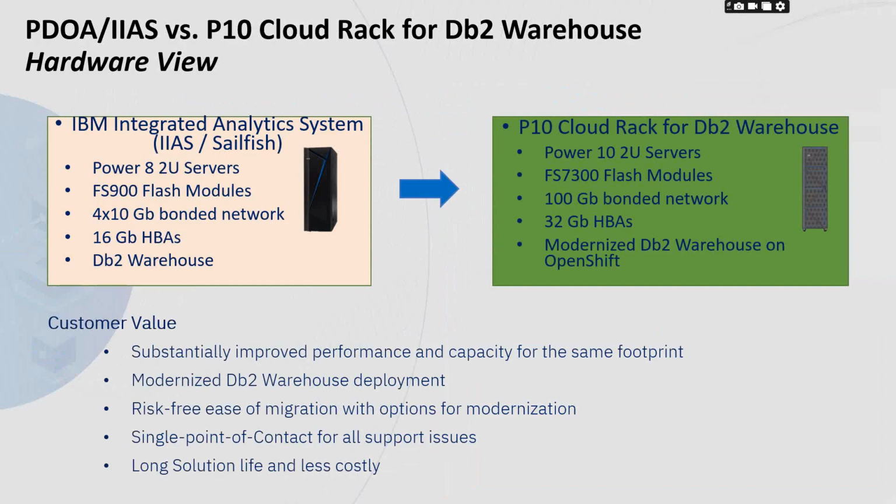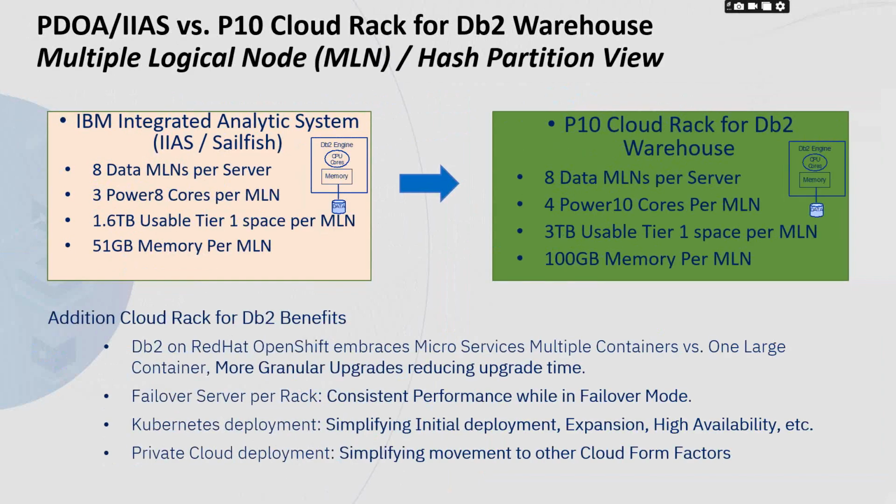And also, of course, you're getting the modernized DB2 warehouse on OpenShift. So you're moving from that common container to the universal container, and you're now starting at DB2 11.5.9, which is available today. So you're getting all of the capabilities that you require to plug into that Watsonx.data Lakehouse architecture as well.